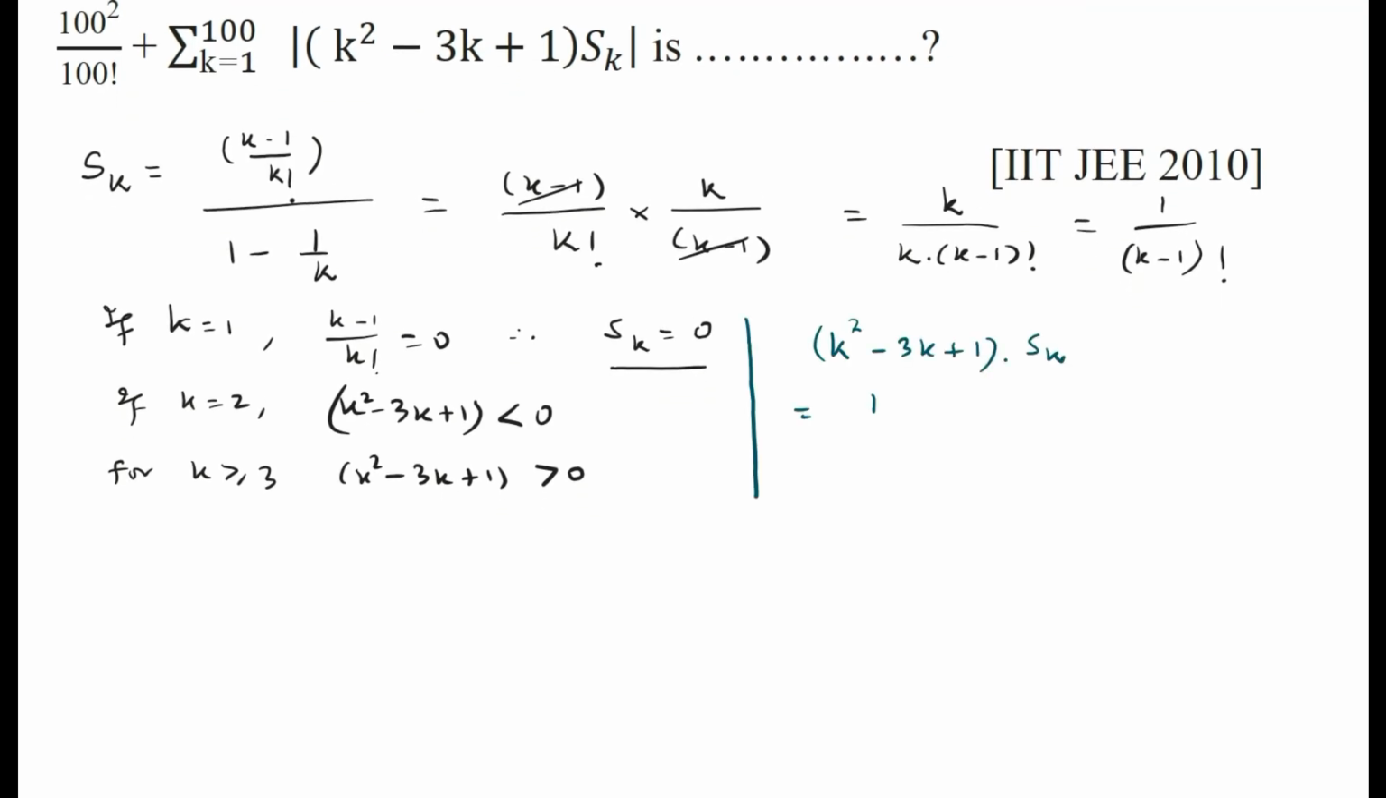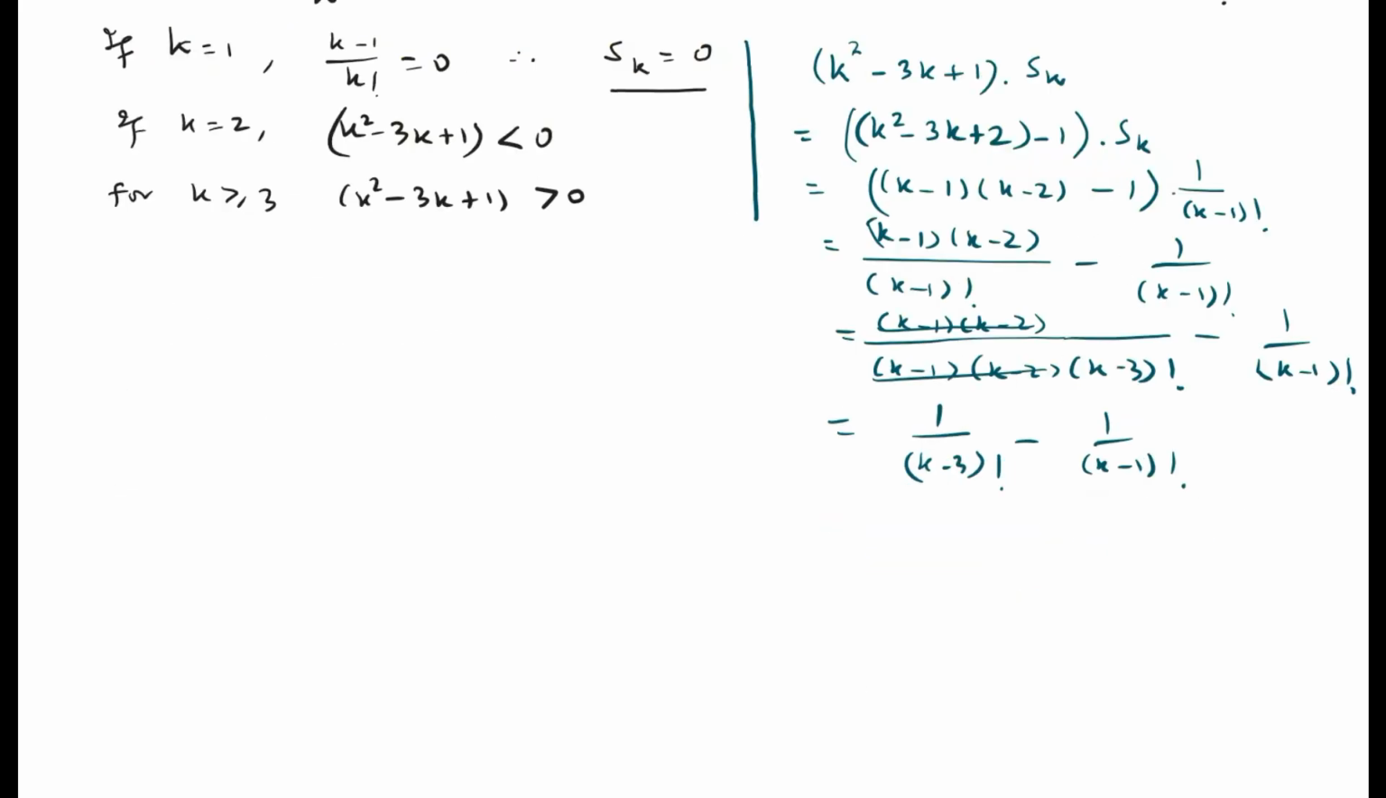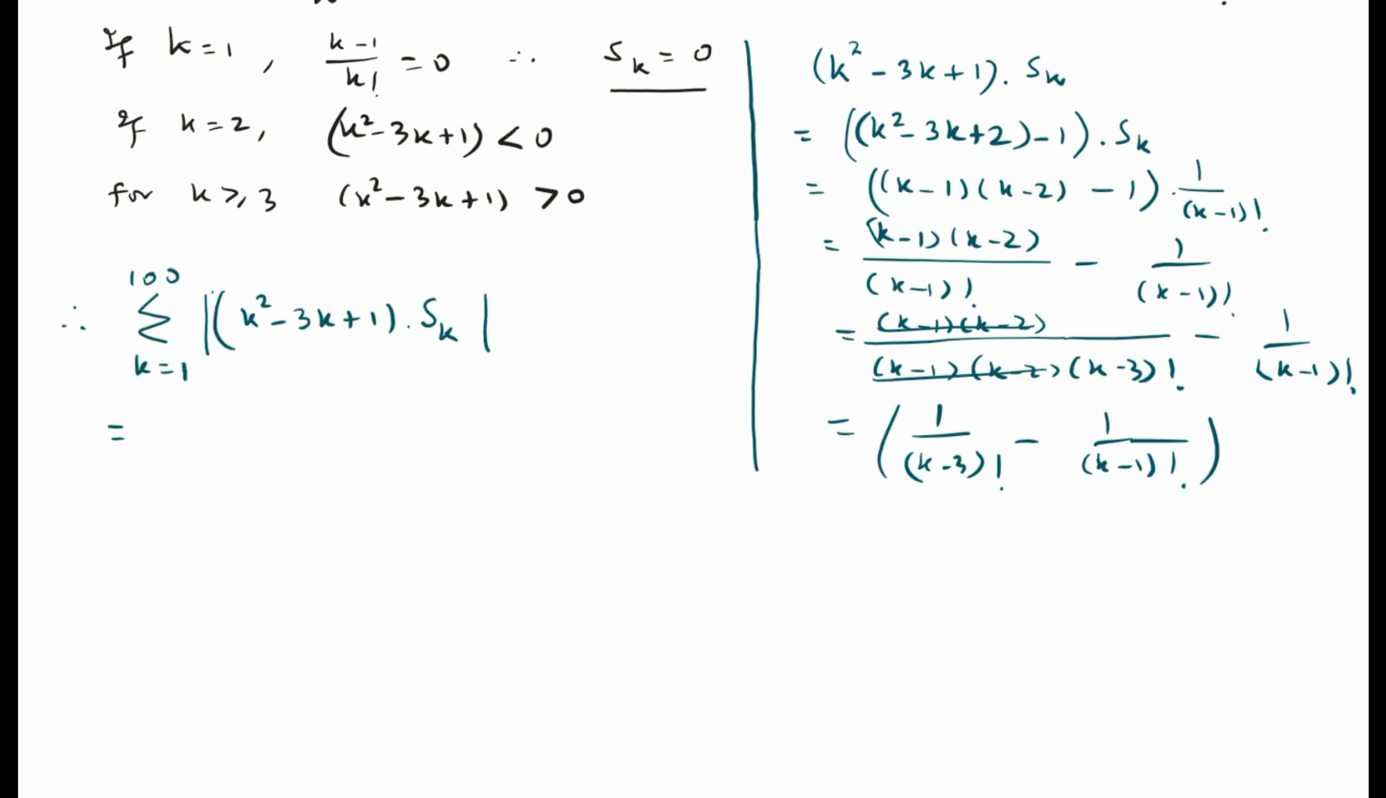So now we can go for the calculation of the series. When you simplify the given expression, we find that (k square minus 3k plus 1) into S_k comes out as (k square minus 3k plus 2 minus 1) by (k minus 1) factorial, and then separated into two terms it becomes (k minus 1)(k minus 2) by (k minus 1) factorial minus 1 by (k minus 1) factorial. Again we can factorize the denominator as (k minus 1)(k minus 2)(k minus 3) factorial, so that the first two factors get cancelled out and you get just 1 by (k minus 3) factorial minus 1 by (k minus 1) factorial. So this is the expression we have to now use to simplify the given series.